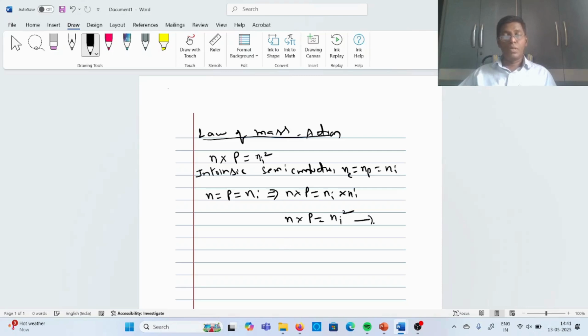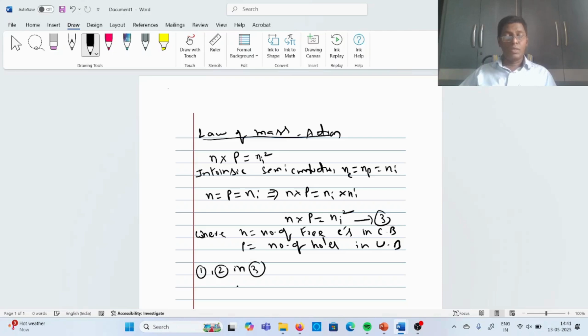In this equation number 3, N is the number of free electrons in the conduction band and P is the number of holes in the valence band. Therefore, I am going to substitute the first equation and the second equation in equation number 3. Okay, now what is the first equation? N is equal to, you check the previous equation.